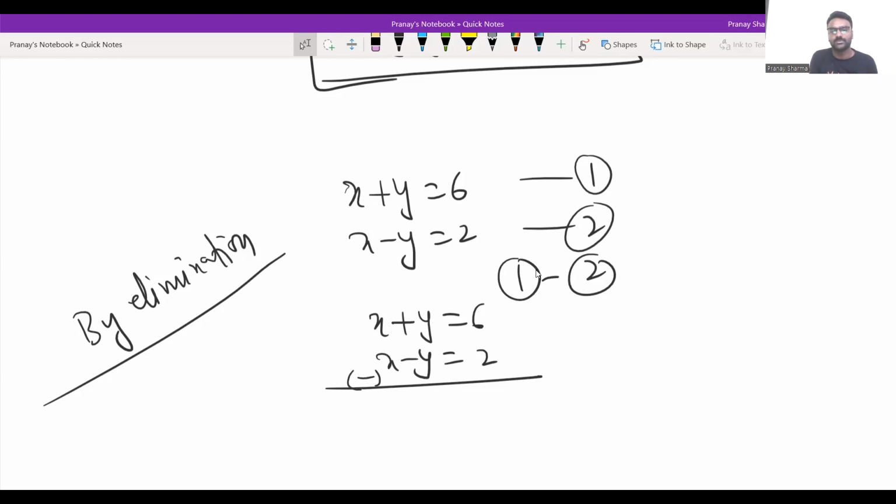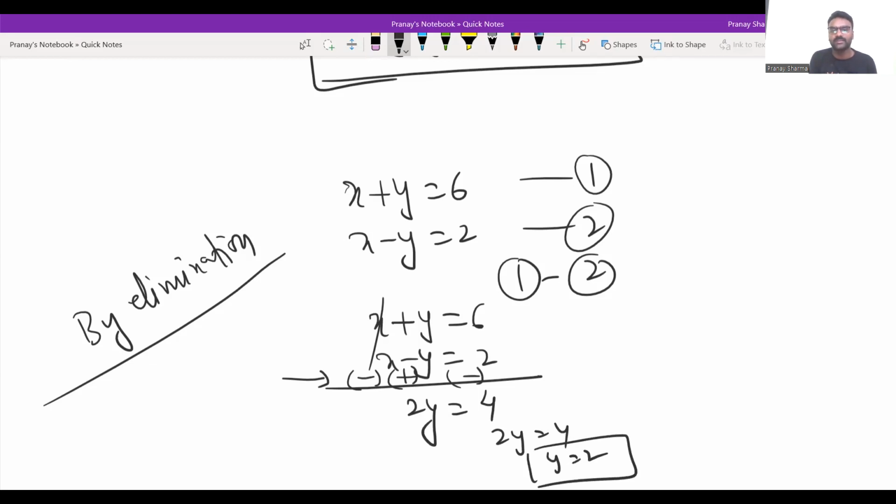So x is available to us with a positive sign in equation second, so it will get minus. This will be plus, this will be minus. These are the signs that we are taking for further calculations. Plus x and minus x will go away, 0. And when you are subtracting in equations, LHS with LHS and RHS with RHS is to be followed. So y and y will be 2y. This will be 6 minus 2, that is nothing but 4. That means 2y equals 4. y should be 2.